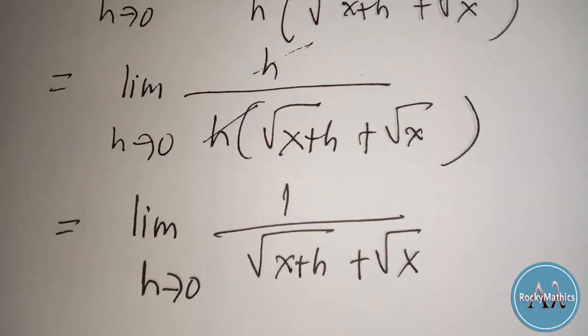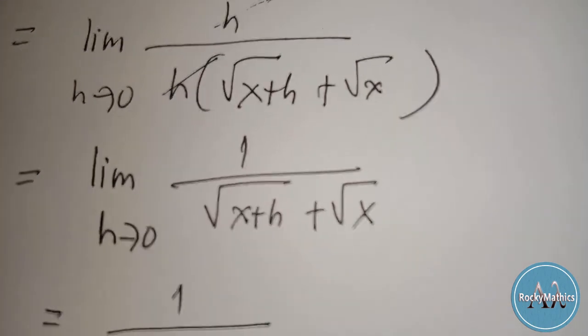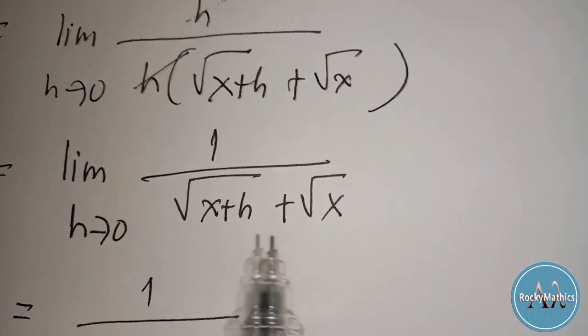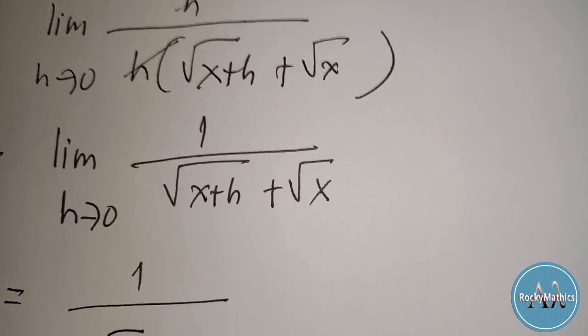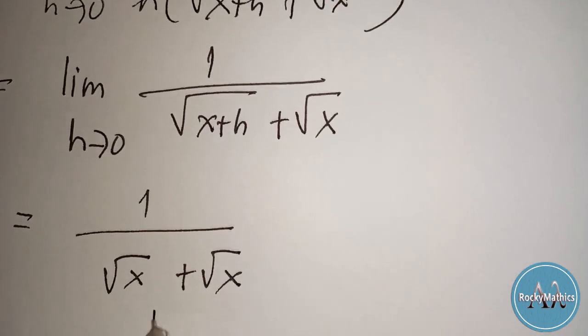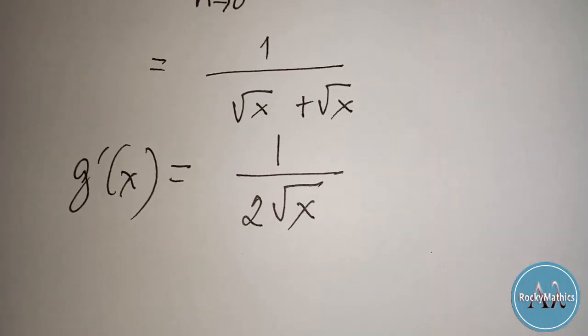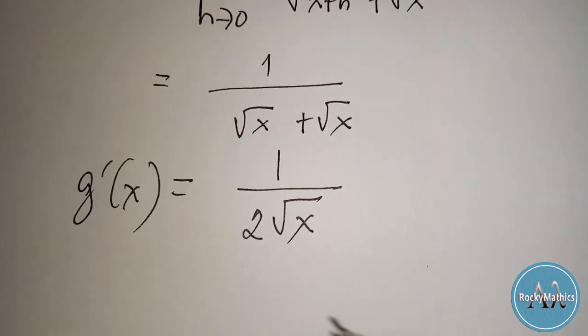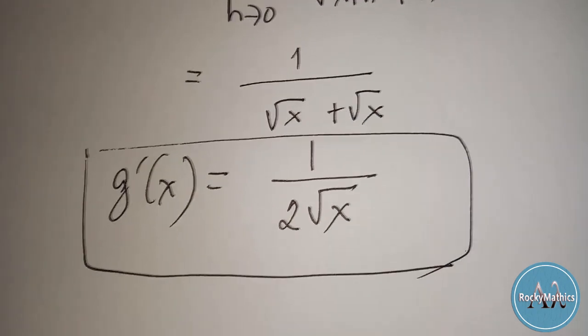Again, this is a rational expression. The limit of the constant is 1 over the limit of this expression as h approaches 0. So this will be 0, and we have square root of x plus square root of x, which is equal to 1 over 2 square root of x. So in other words, our g prime of x is equal to 1 over 2 square root of x. That's our derivative.